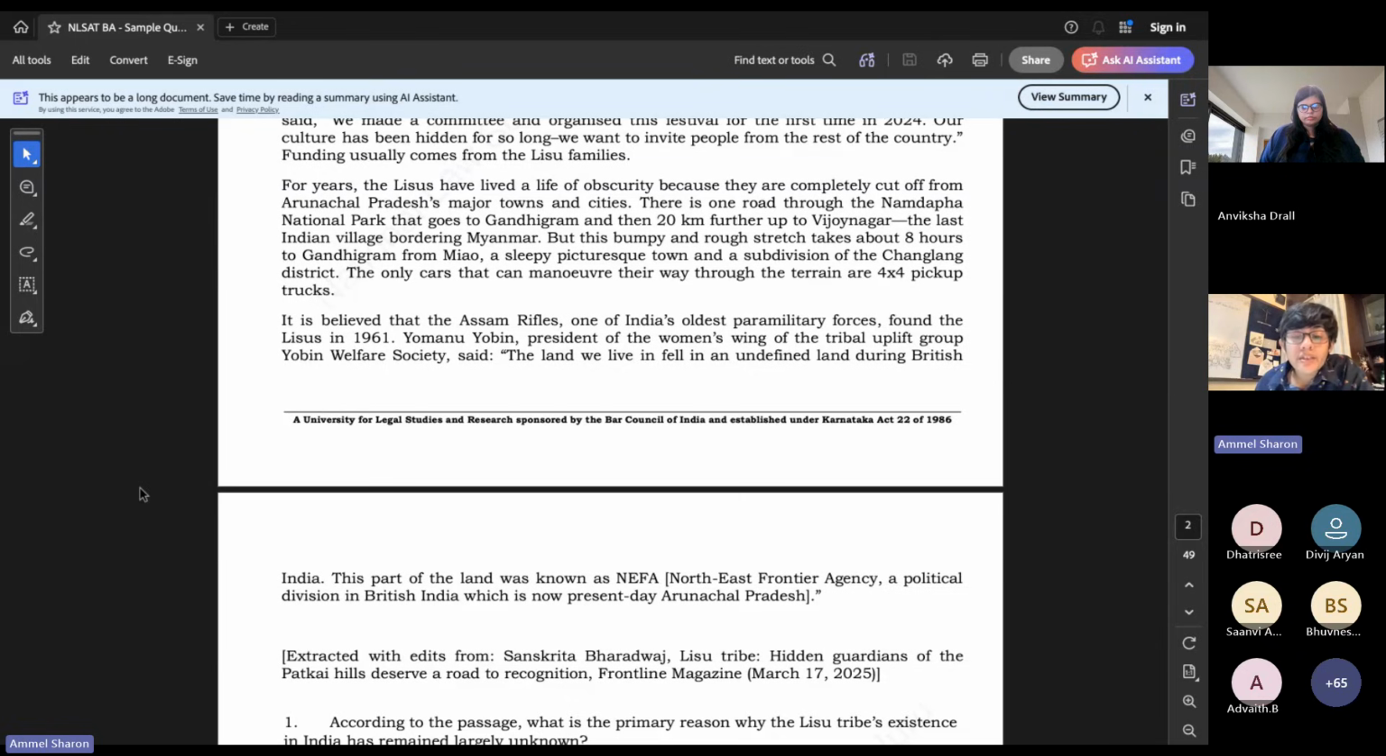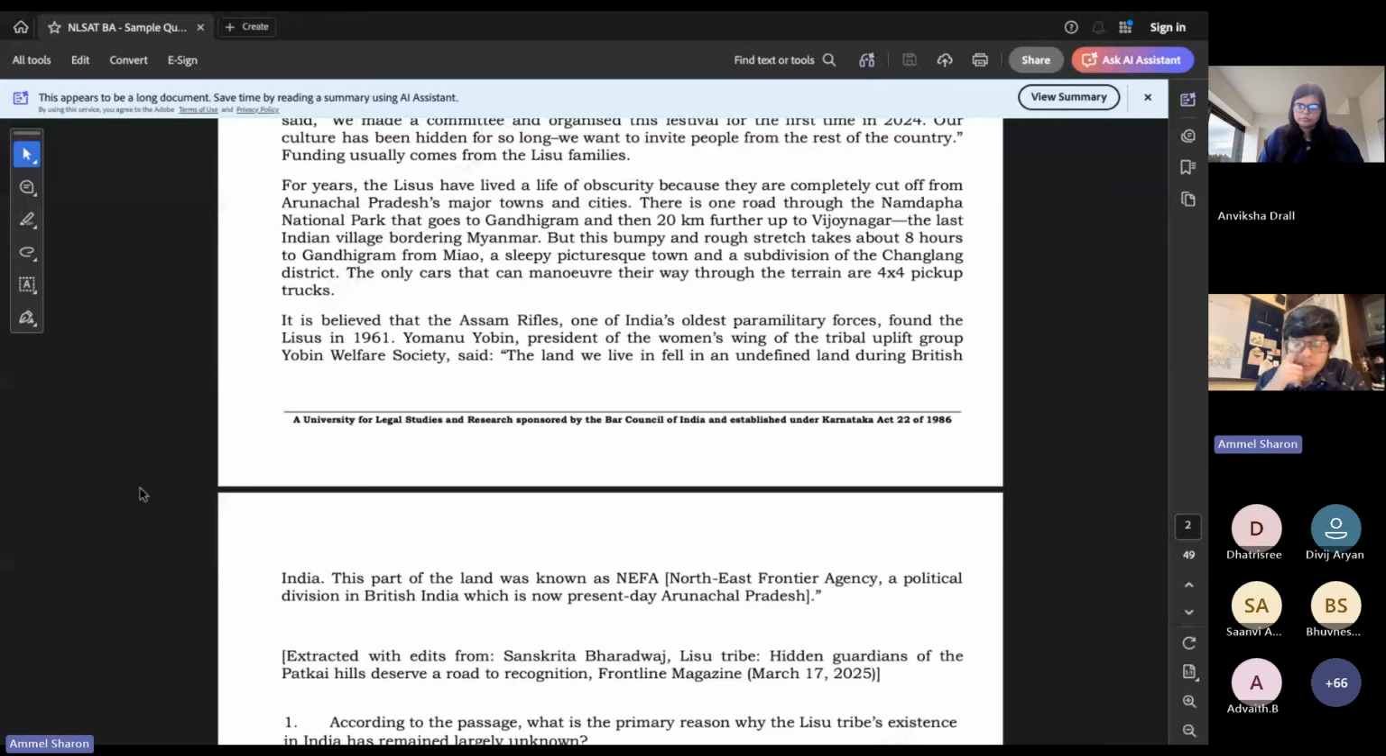Yomanu Yobin, president of the women's wing of the tribal uplift group Yobin Welfare Society, said, "The land we live in fell in an undefined land during British India. This part of the land was known as NIFA, Northeast Frontier Agency, a political division in British India that is now present-day Arunachal Pradesh."